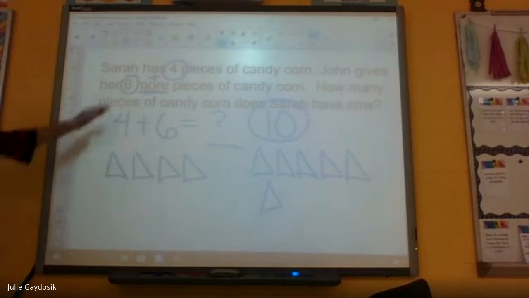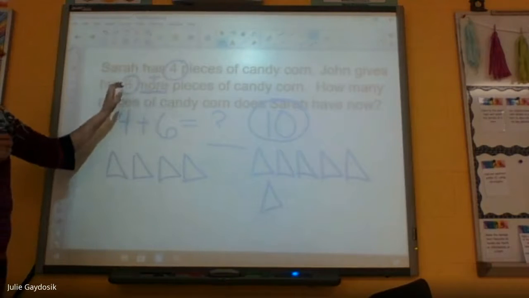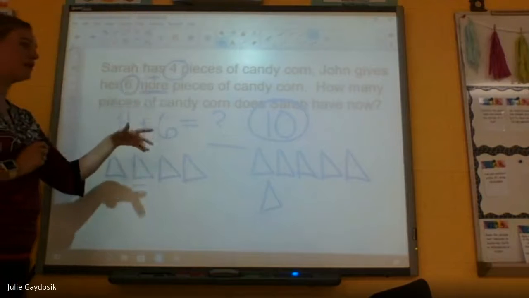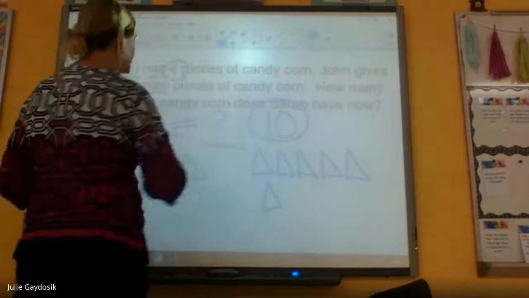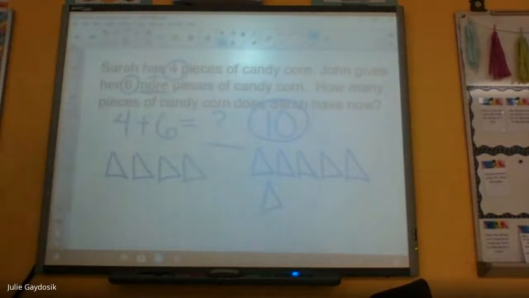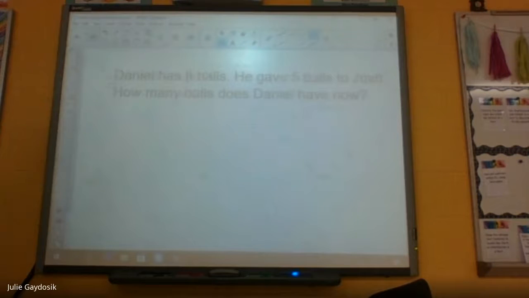Okay, so she has 4. John gave her 6 more. Now they want to know how many she has now. Okay, so how many does Sarah have now? She has 10 pieces of candy corn now because John gave her 6 more. All right, the next one.